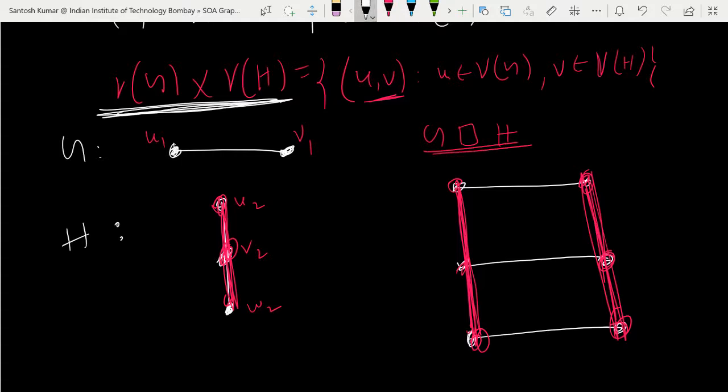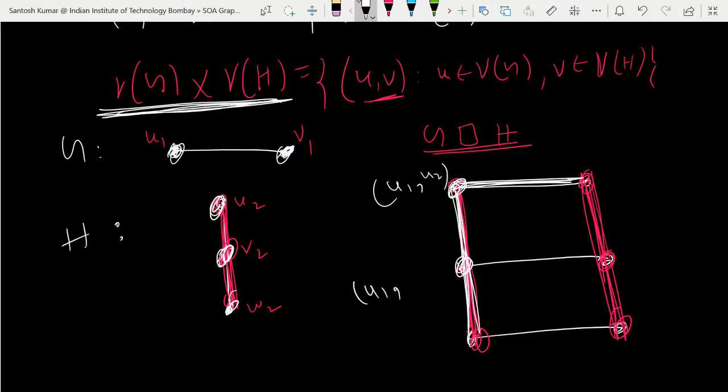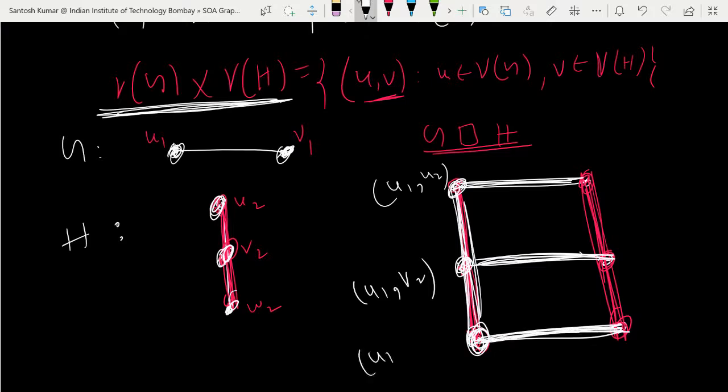Okay, I would like to name the vertices. Like this was U1, this was V1, this was U2, V2, W2. So here, this is the first in G, so it will be U1 comma, and in H it is the first one, that was U2. So this is (U1, U2). This you can call (U1, V2), because it is first in G and the middle one in H. Here will come (U1, W2): this is first in G, so U1, and the last one in H, W2.